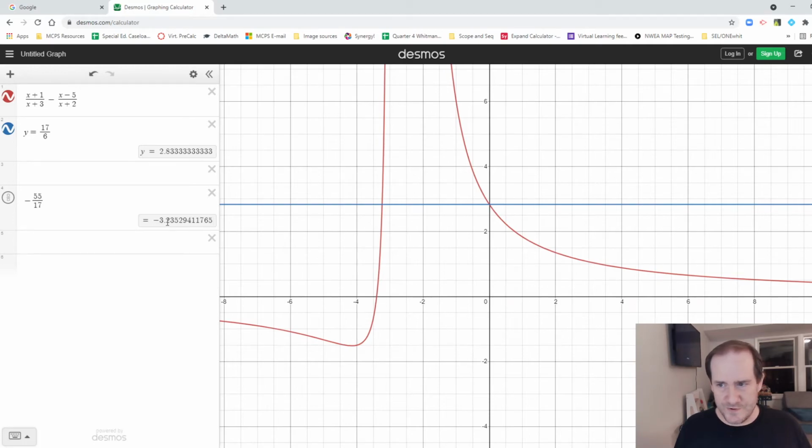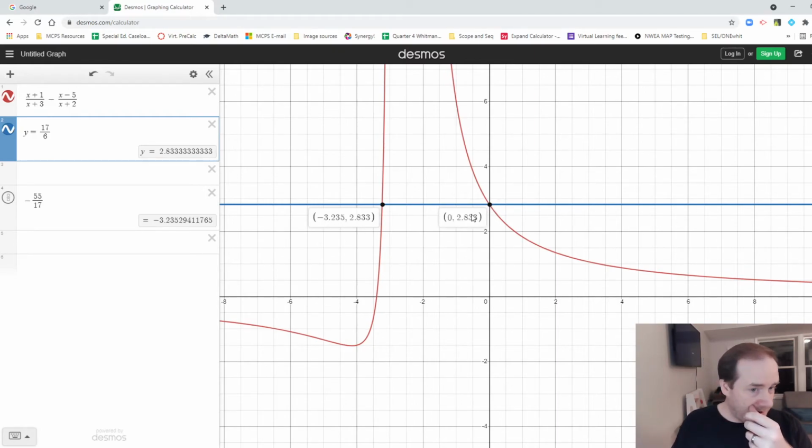It's negative 3.235. And we can see that, yep, that's what we're getting there. And we do see the other point of intersection at 0. So our math was right. Those were the two correct solutions. Again, you don't ever have to check anything. I'm just modeling how you would check if you wanted to.